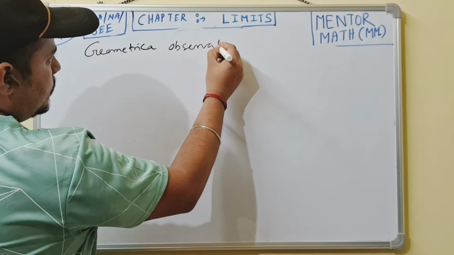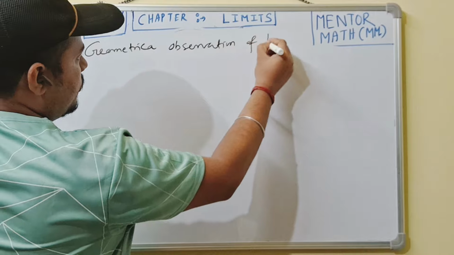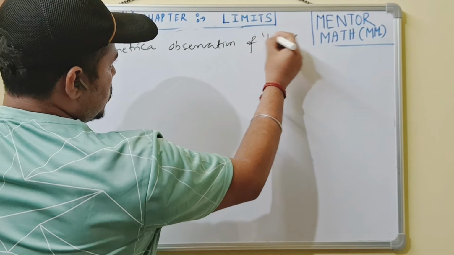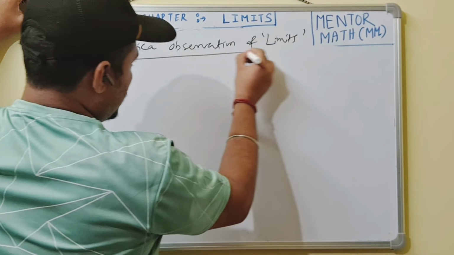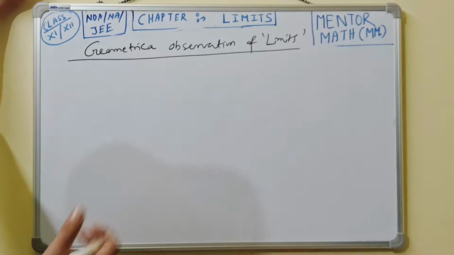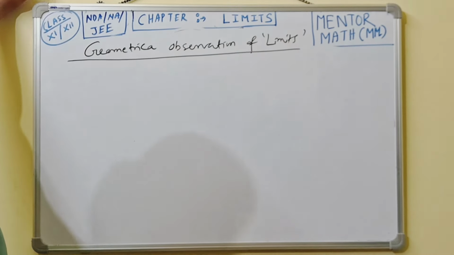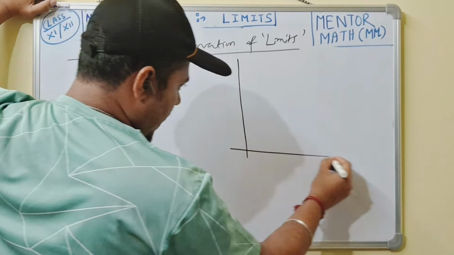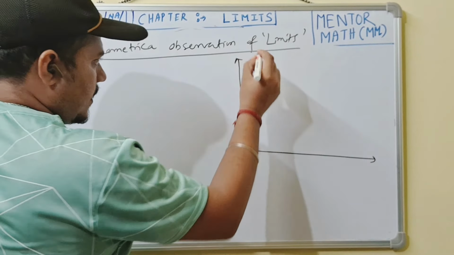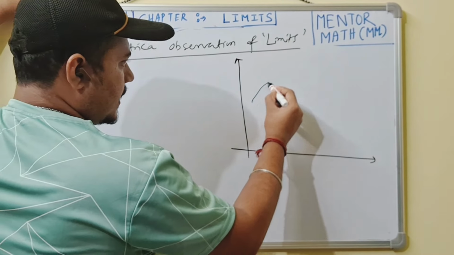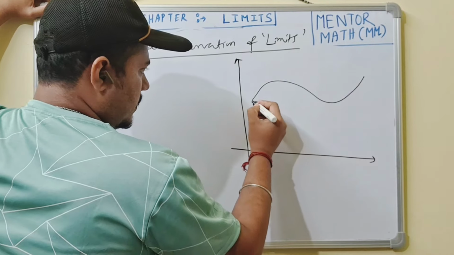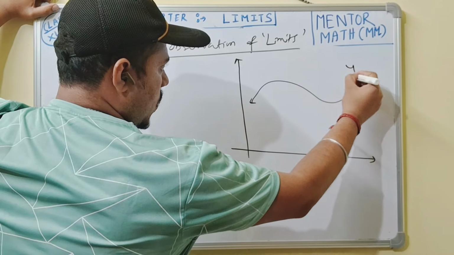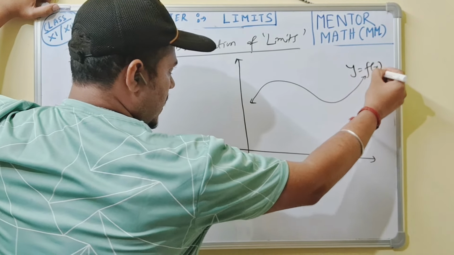Now comes your geometrical observation regarding limits. So what is the basic definition geometrically? What is the basic definition of limit? Okay, so look at this diagram. If I take one curve, let us take the curve y is equal to f of x.